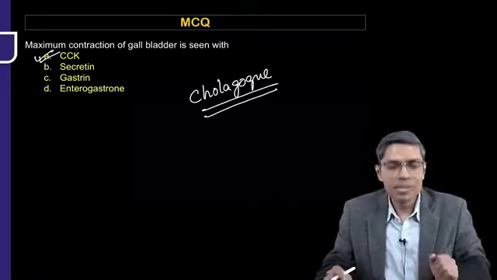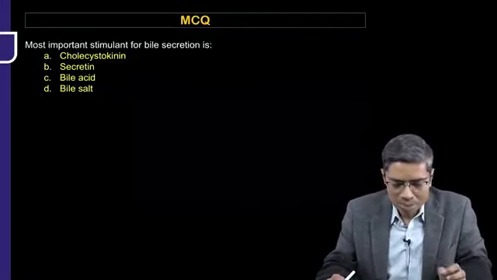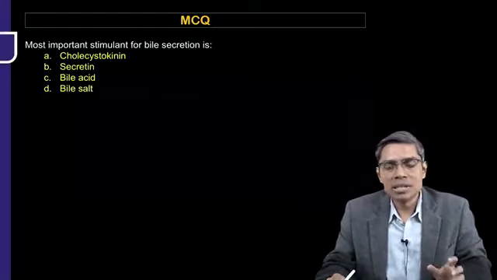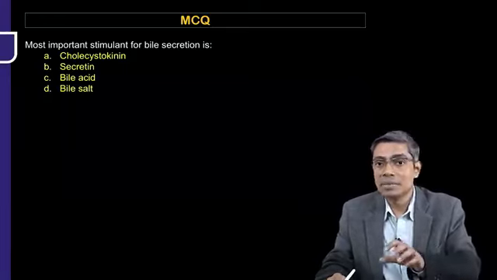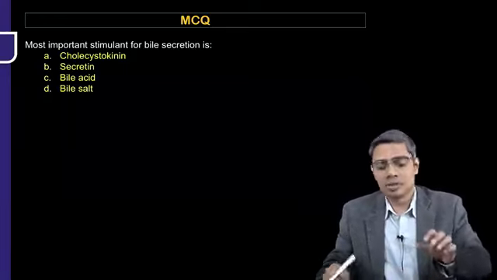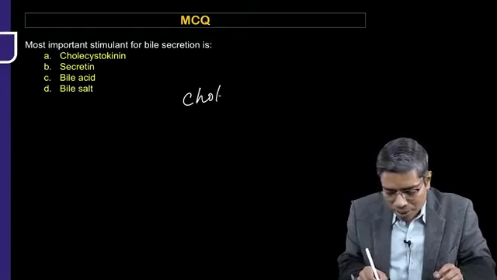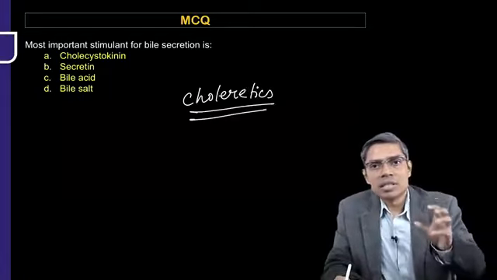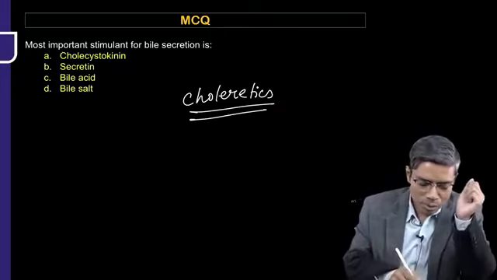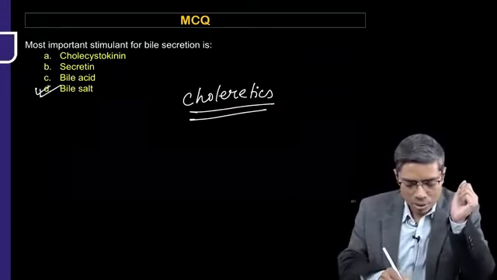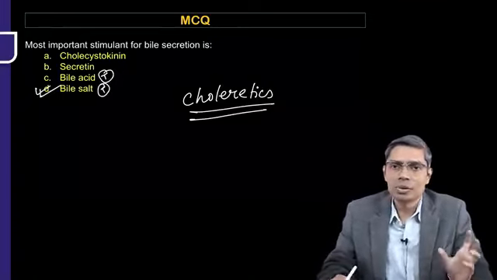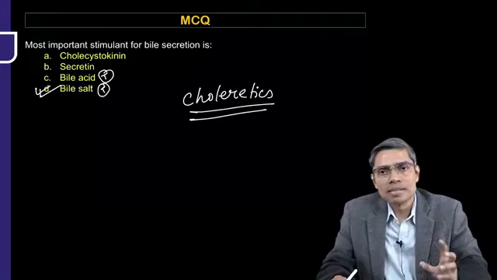But there is a similar kind of question: most potent stimulus for bile secretion. Any substance which stimulates bile secretion at the level of the liver is known as a choleretic. Choleretics are the substances which cause release of bile at the level of the liver. Most potent choleretic is bile salt, although bile acid is also a choleretic. Got it? So cholagogue, CCK; choleretic, bile salt.